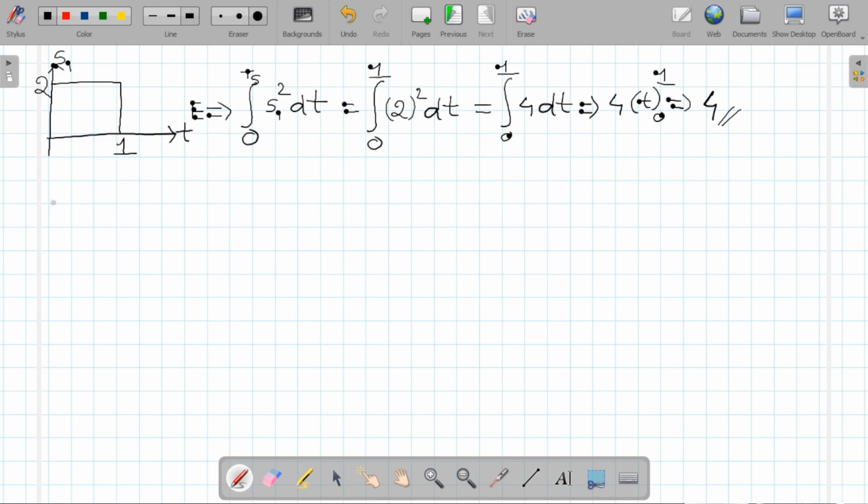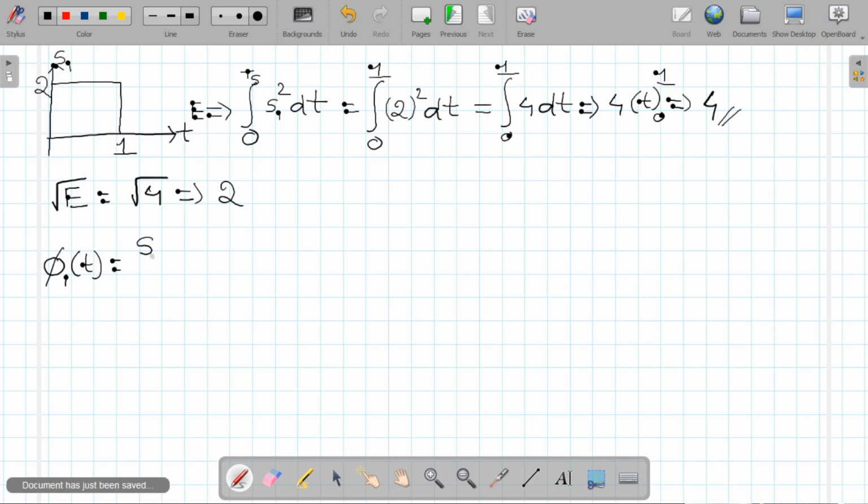As we know that 4 is our energy, what is root E? Root E stands for root 4, which means 2. So we can finally conclude that phi 1 of t equals S1 of t by root E. From that we can define S1 of t by 2. We know that S1 of t is here, right?